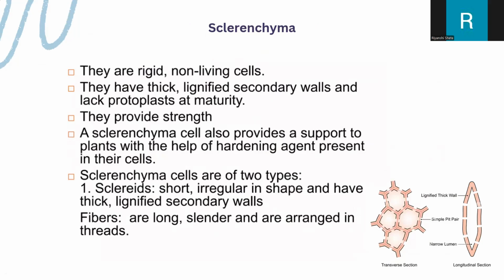Then third is the sclerenchyma. They are rigid, non-living cells. They have thick, lignified secondary walls and lack protoplast at maturity. They provide strength to the tree, and sclerenchyma cells also provide support to plants with the help of the hardening agent present in their cells. There are again two types of sclerenchyma cells, that is sclereids and fibers. So here is the diagram. From the diagram, you can mention the characteristics.